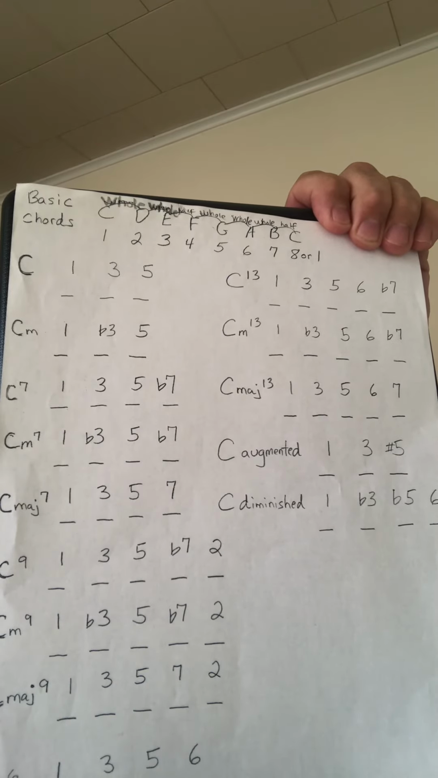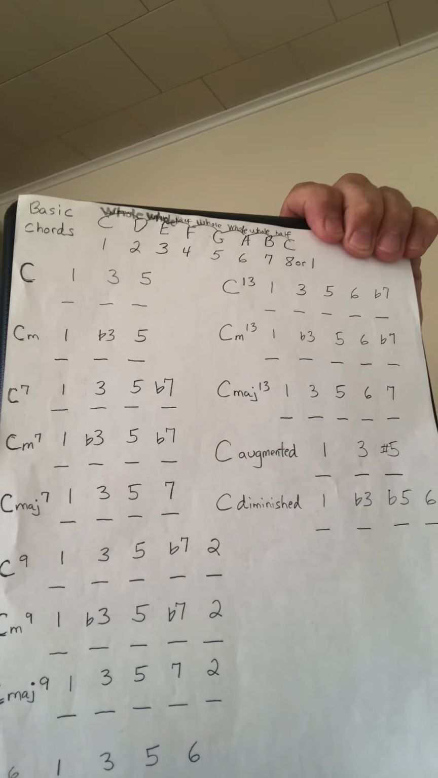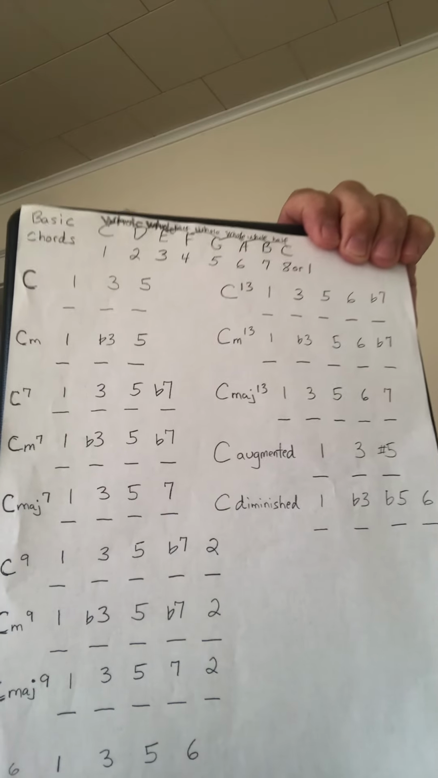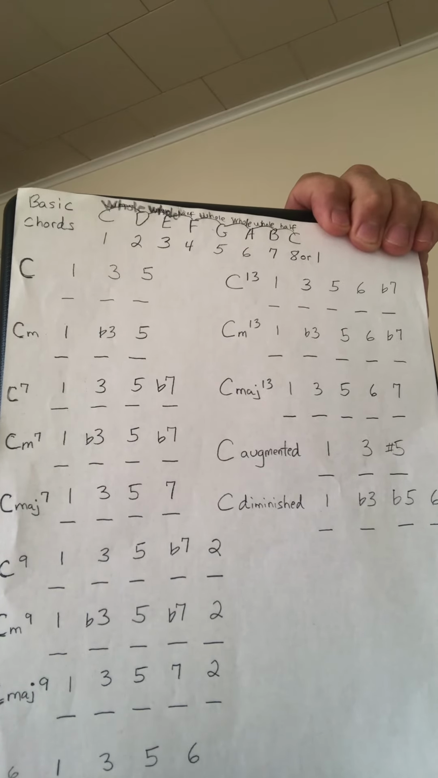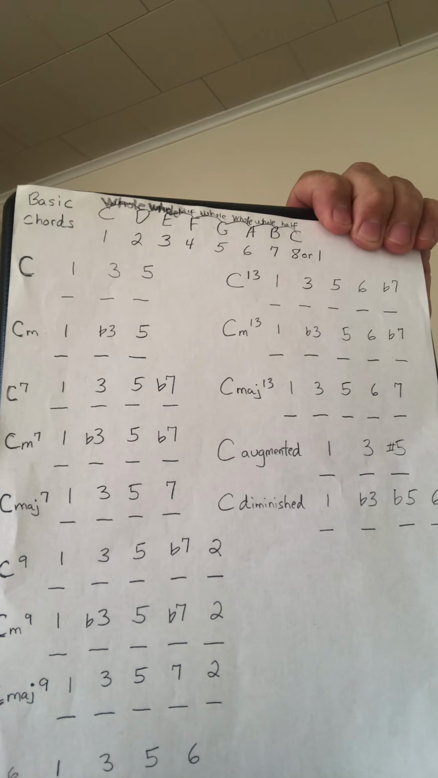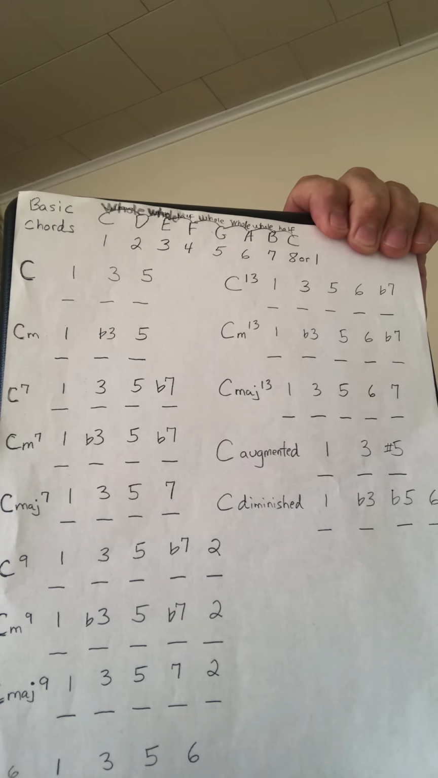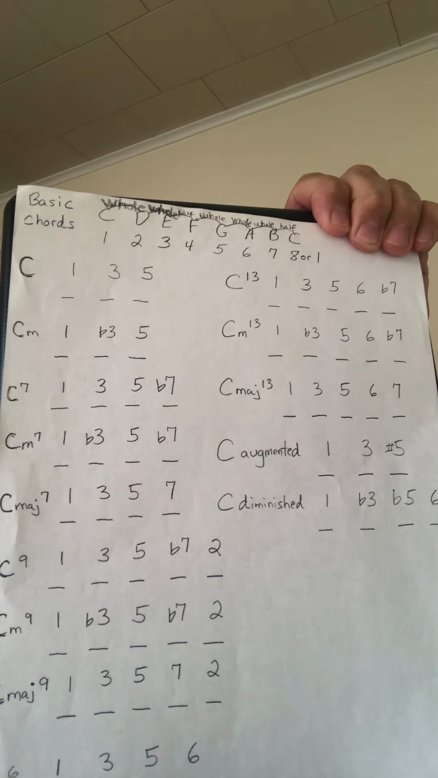So, music theory. In Western music, there are only 12 tones. And each of the major and minor scales, we're just going to talk about some major and minor scales today and some chords.